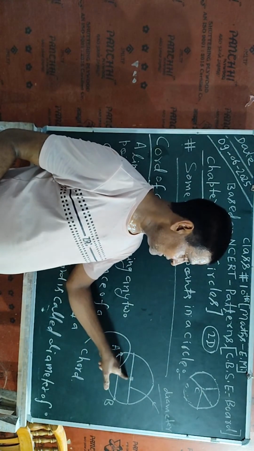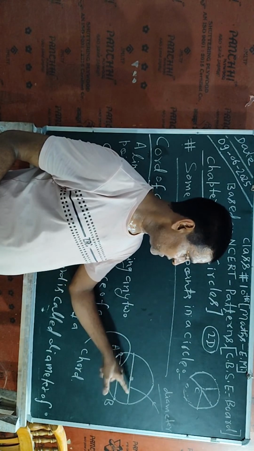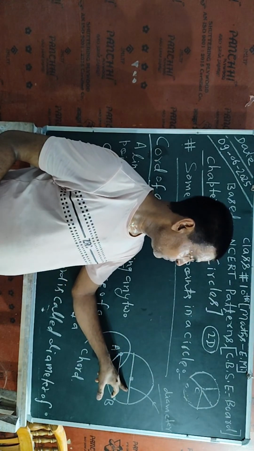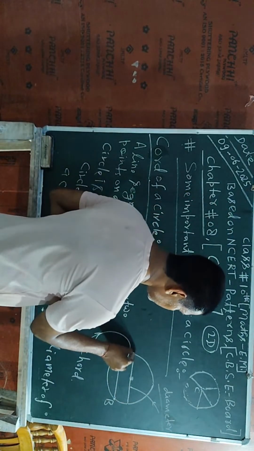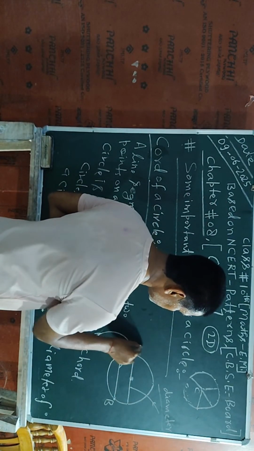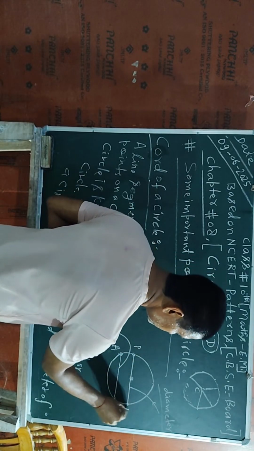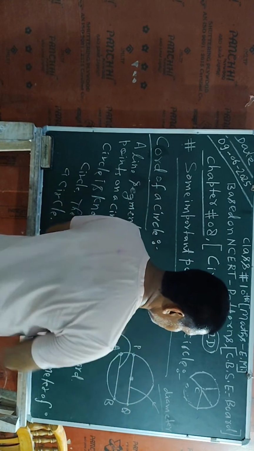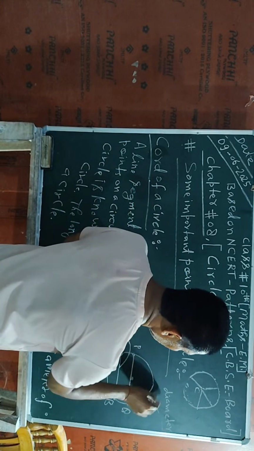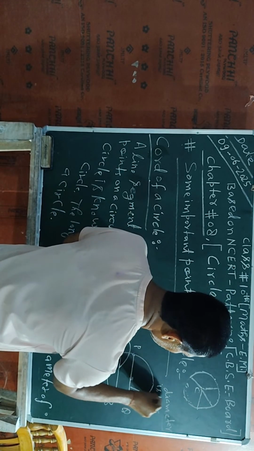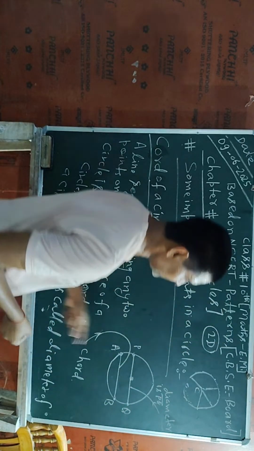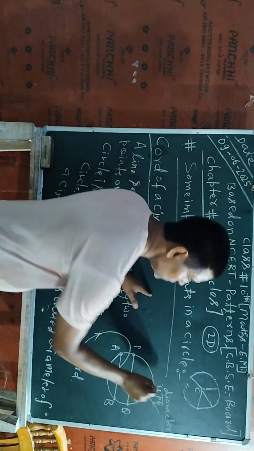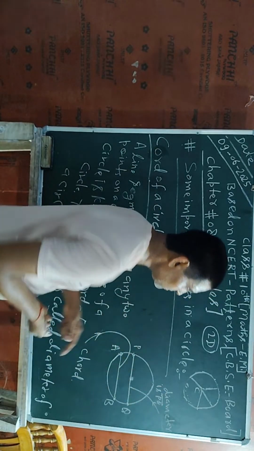It means that every line which is passing through the center of a circle, I will say is the diameter of the circle. So one point is available here, suppose P, and here is Q. So I will say the diameter is the length PQ. Diameter is PQ.